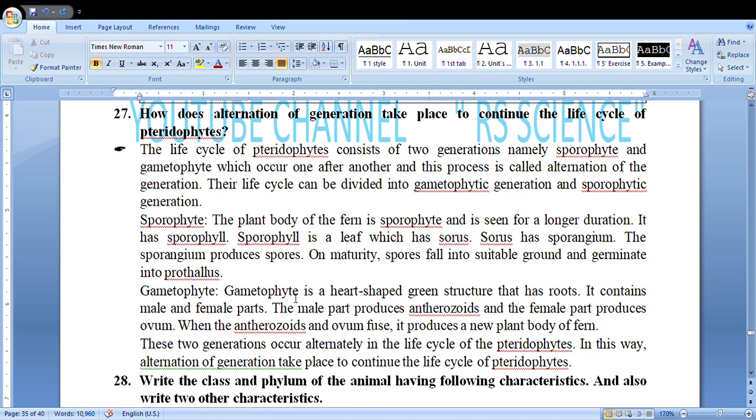Now the gametophyte is a heart-shaped green structure that has rhizoids. That's the prothallus. It contains male and female parts. The male part produces antherozoids and the female part produces ovum. When the antherozoids and ovum fuse, it produces a new plant body of fern. These two generations occur alternately in the life cycle of pteridophytes. In this way, alternation of generation takes place to continue the life cycle of pteridophytes.